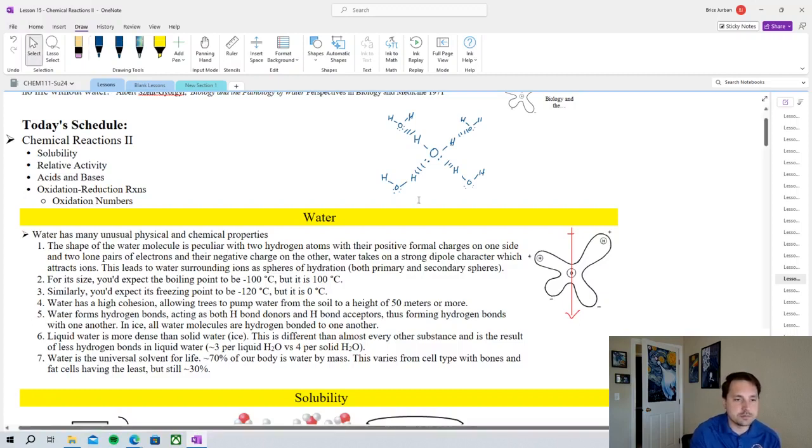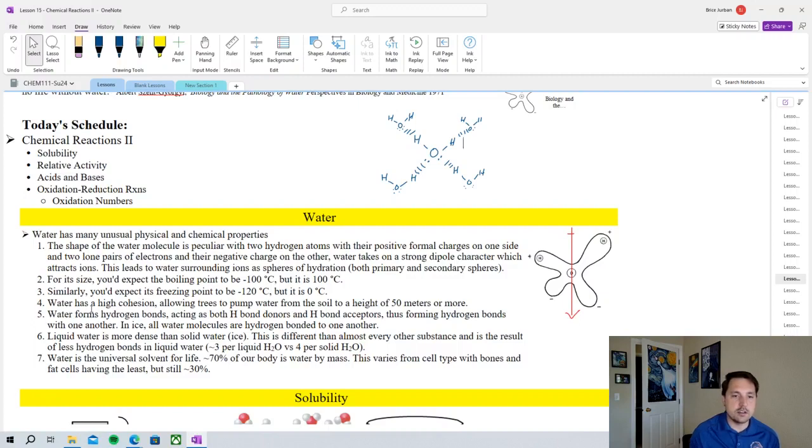hydrogen bonding. Another interesting thing about water is it has a high cohesion, and this allows trees and other plants to pump water from the soil to a great height. So that's an interesting property of water. And then I already talked here about the hydrogen bonding.